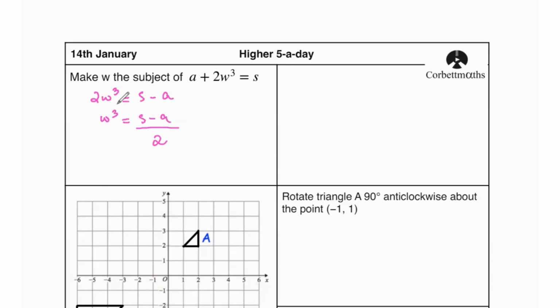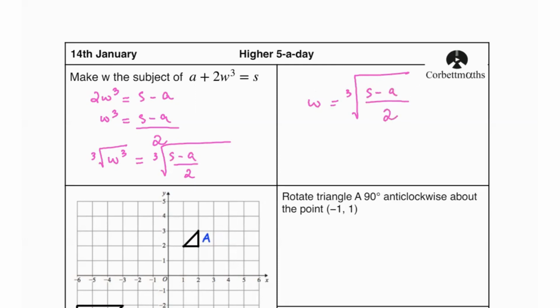Now we need to get rid of the cube on W. To do that, we're going to take the cube root on both sides. So W will equal the cube root of S minus A over 2. That is your answer.